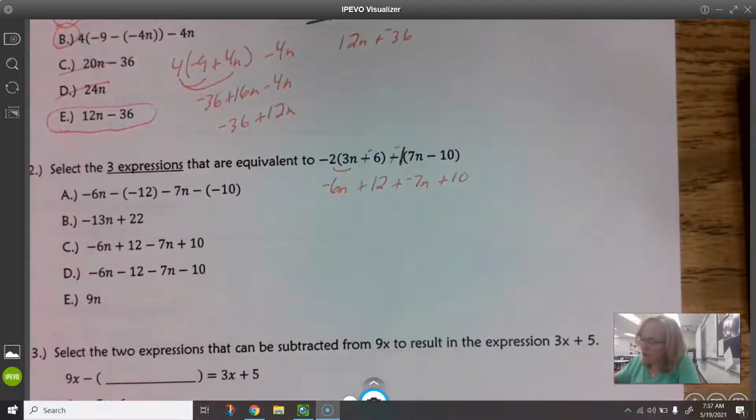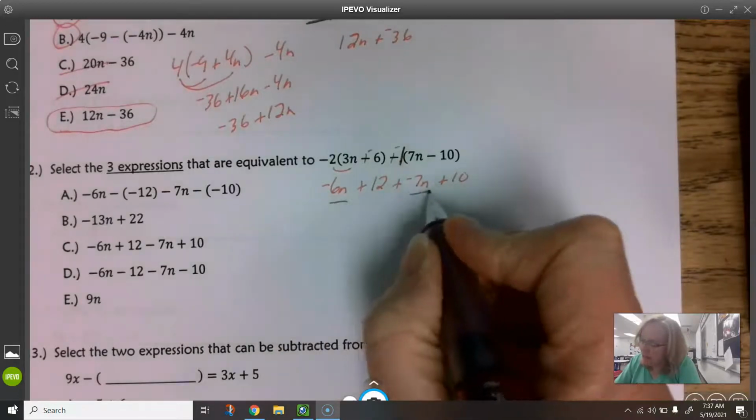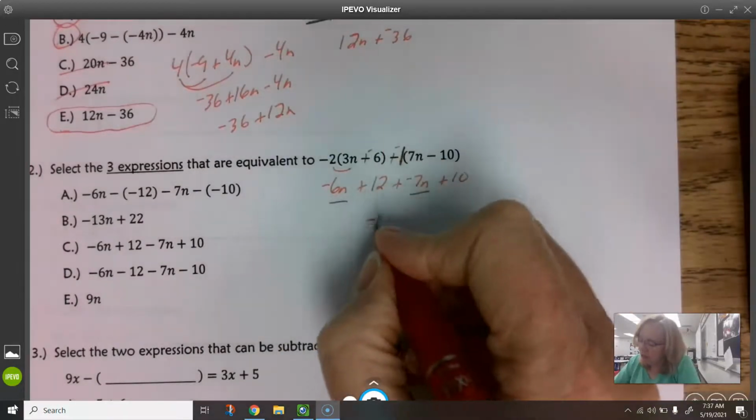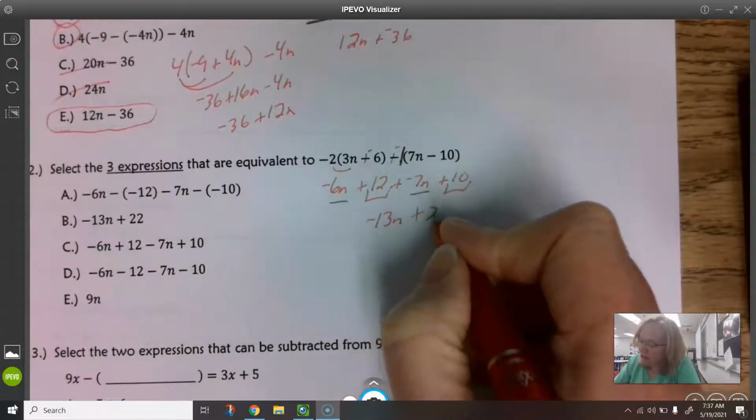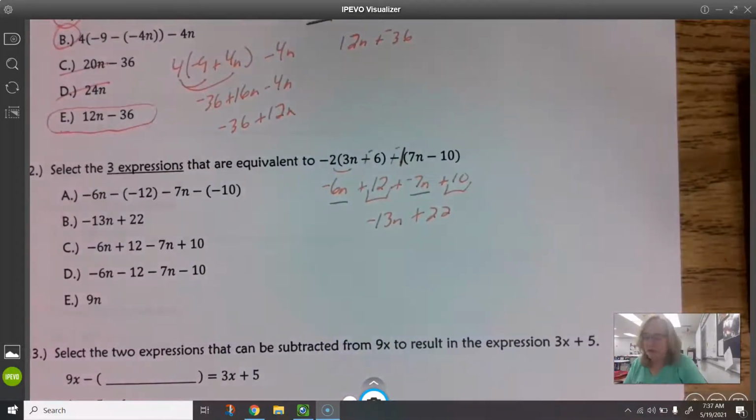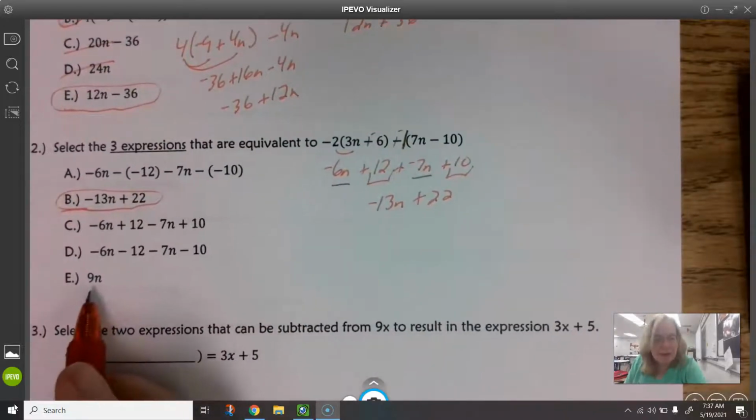What are my like terms? I have a -6 and a -7. That gives me a -13n. I have a 12 and I have a 10. That's a plus 22. So let's first find our answer. Bam, there it is. Okay, and that means it can't be this one.